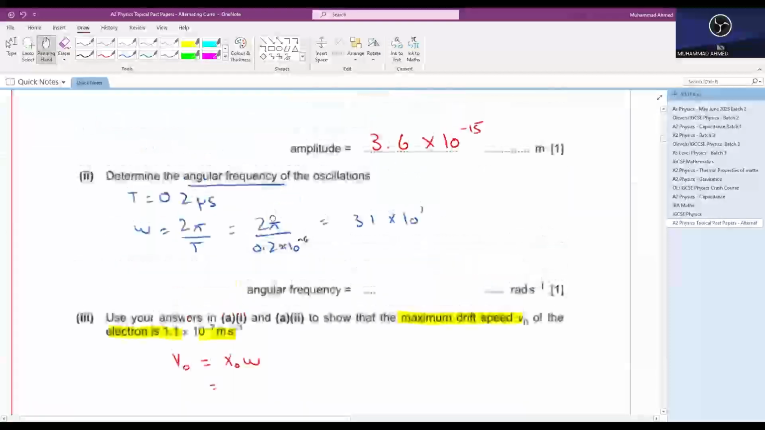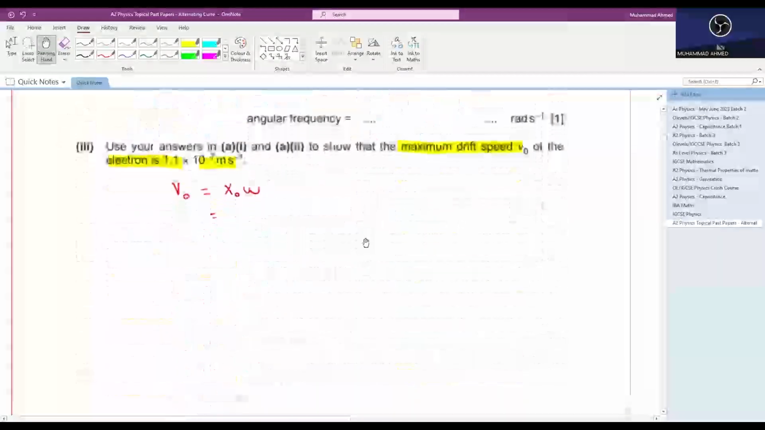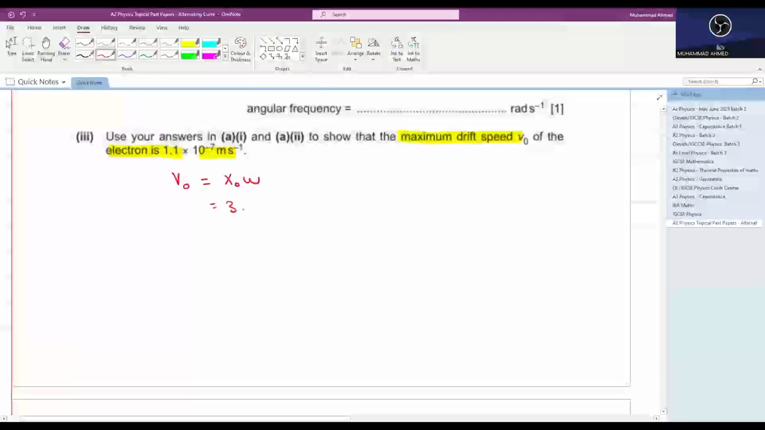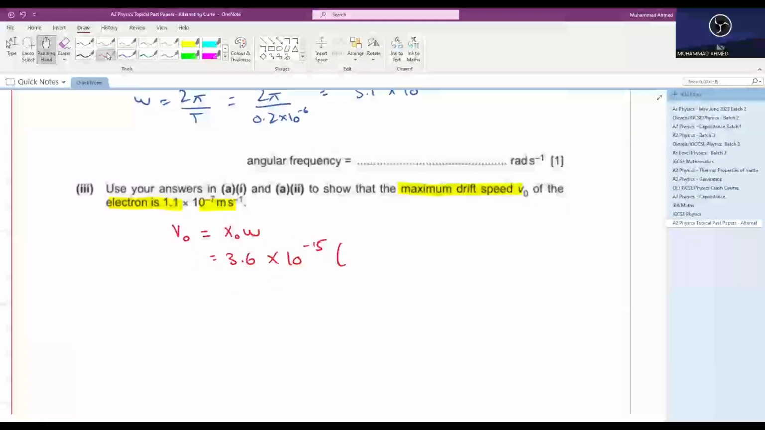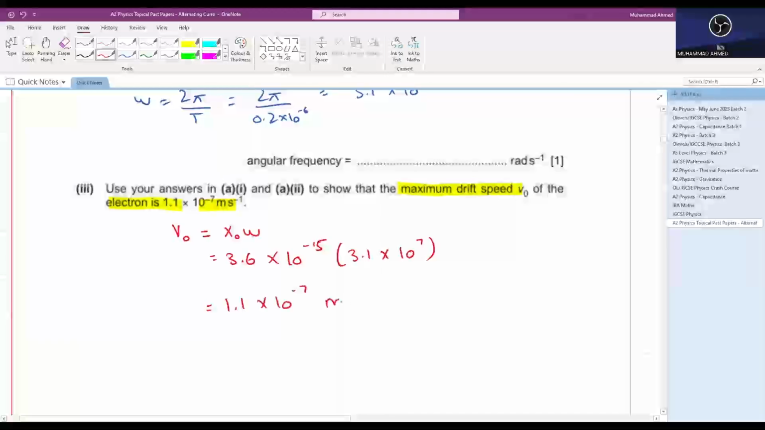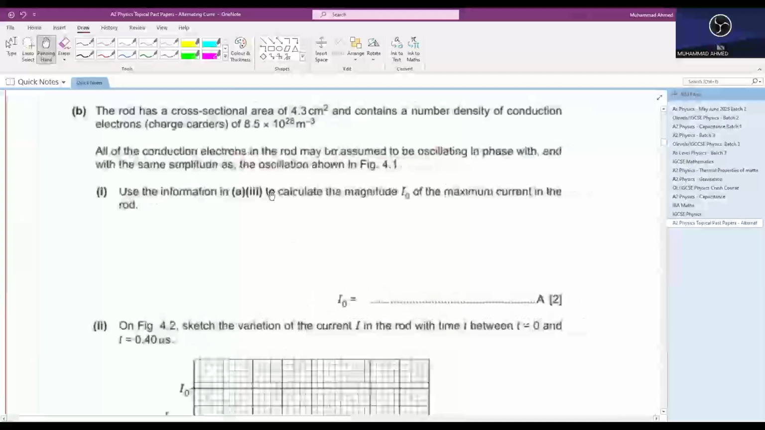What was your amplitude here? 3.6 into 10 raised to the power of minus 15. What is your value of W? Your value of W is 3.1 into 10 raised to the power of 7. If you multiply both of them, you will get an answer of 1.1 into 10 raised to the power of minus 7 ms minus 1. Simple as that. Let's further move ahead.